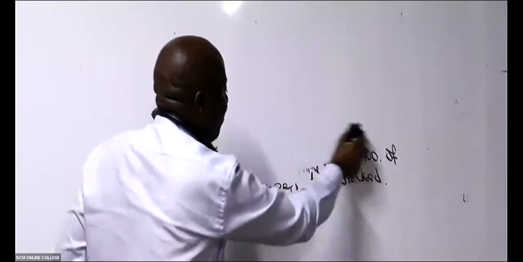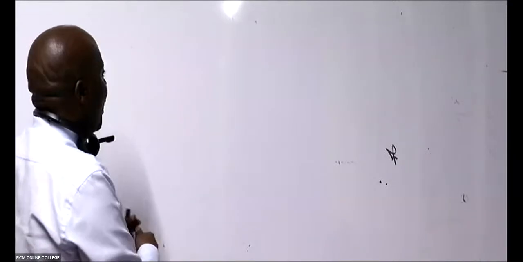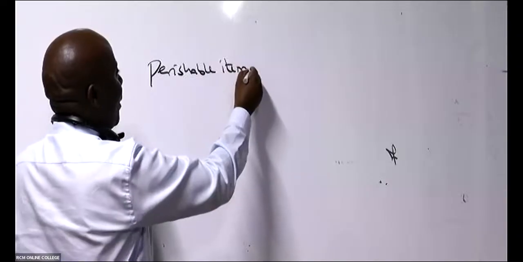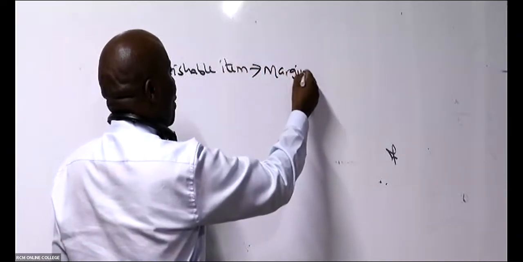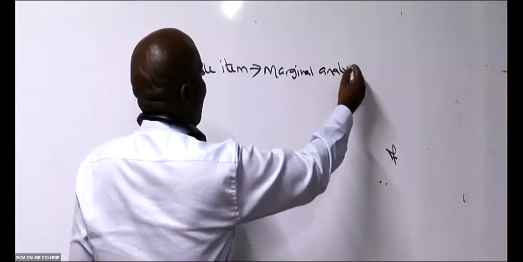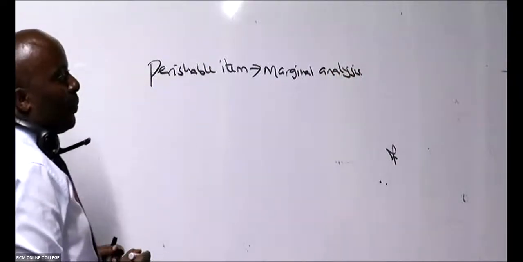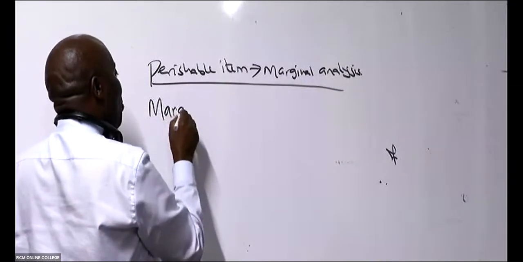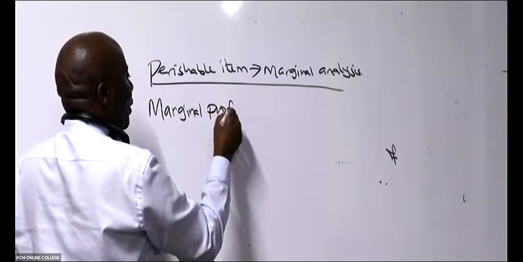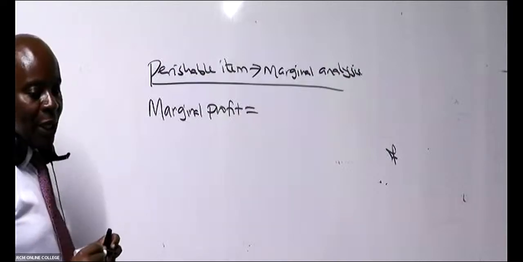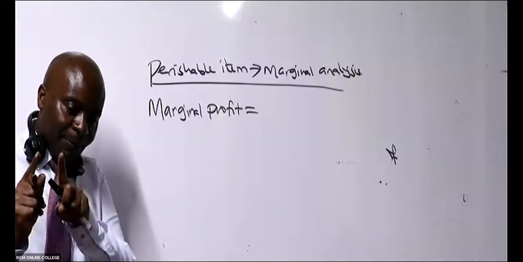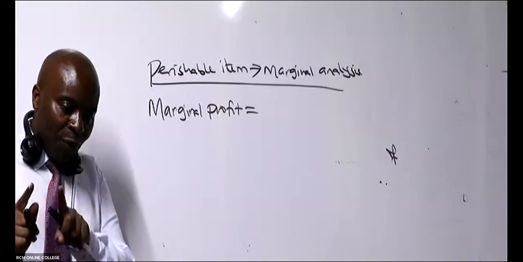So this is a perishable item. If it is a perishable item, we normally use what we call marginal analysis. Under marginal analysis, you give us what we call the marginal profit. If these newspapers are sold on the very day they are bought, how much profit will this gentleman make?